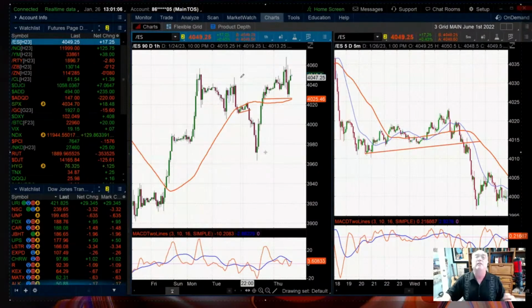Now, keep in mind that the charts I'm showing you work with futures. You can apply them to options, you can apply them to stocks. The beauty of futures is you can put in stop orders basically 24 hours a day. After hours, you can't put in stop orders on the ETFs like SPY. Very frustrating. So this is what I want to show you.